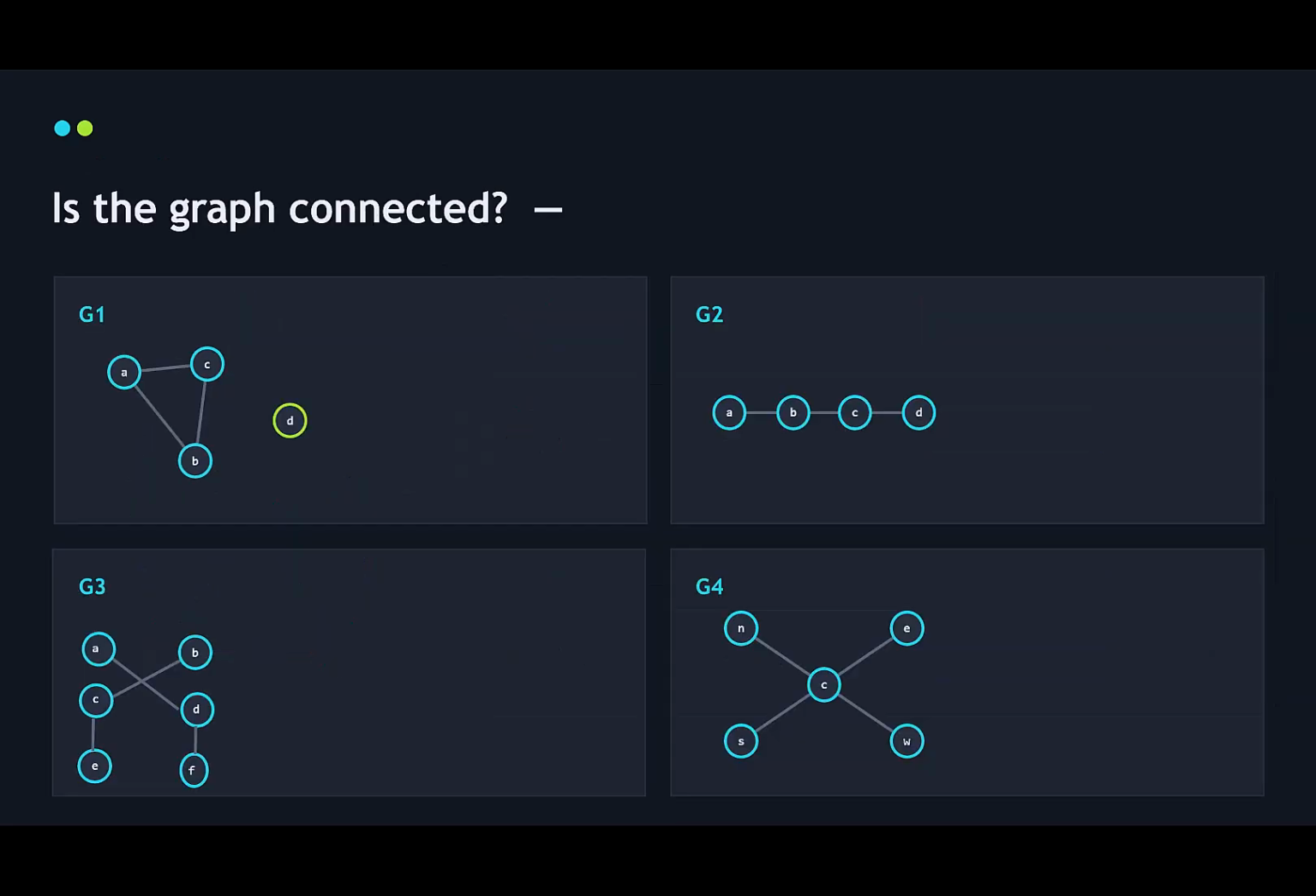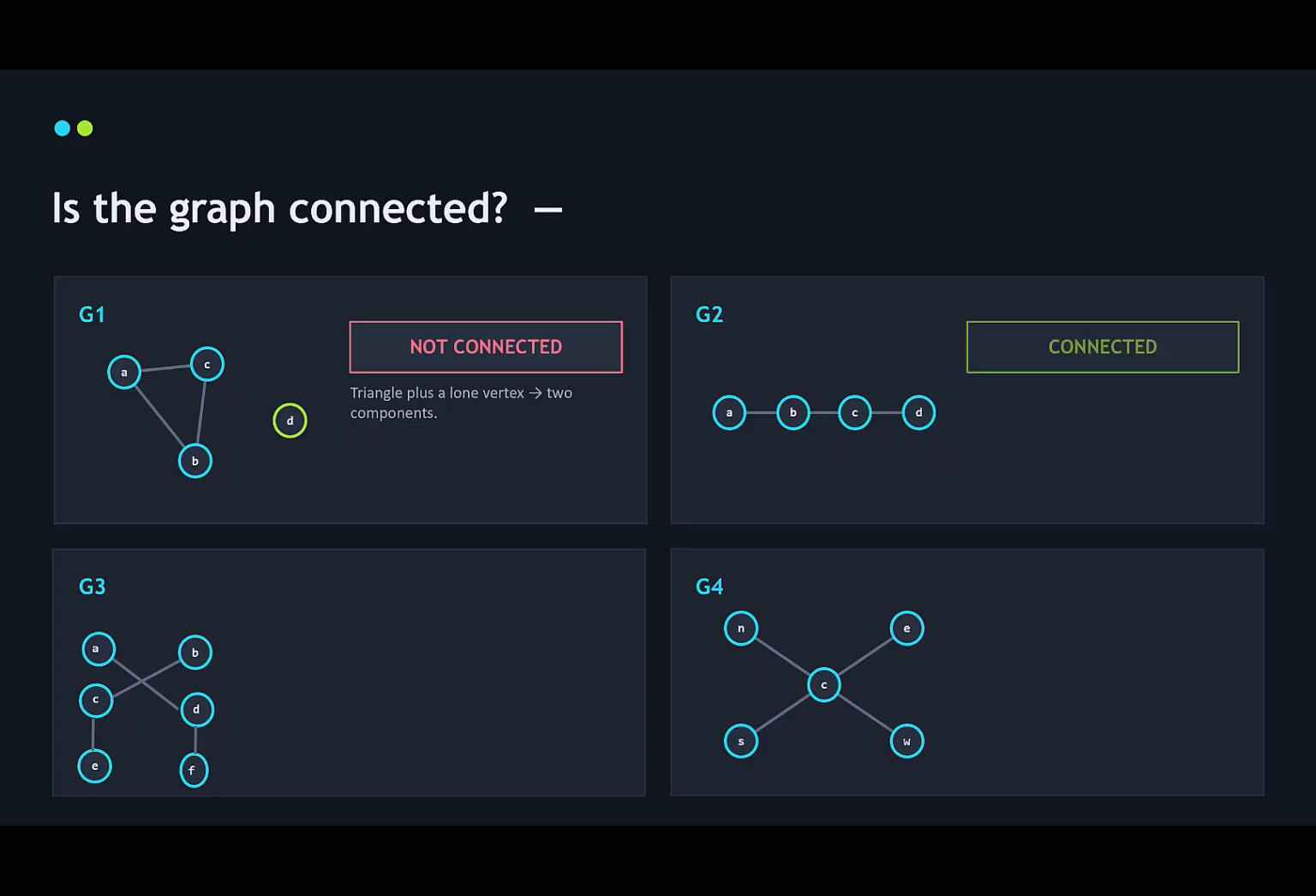Our first one has a component with A, B, and C, and then separately has a vertex D. We would say this is not connected. We have a triangle and then a lone vertex, so we have two components, which makes the graph not connected. When we look at G2, it has a series of A, B, C, D. This is connected. What we see is a single path that links all four vertices.